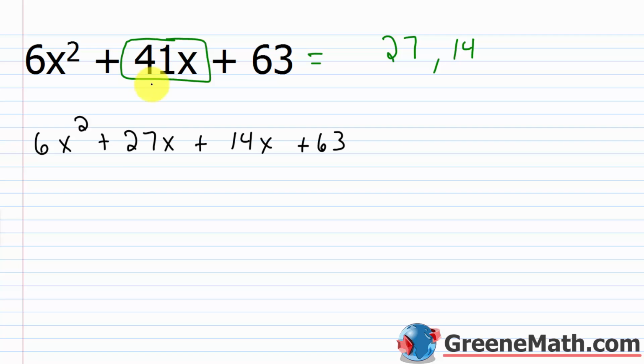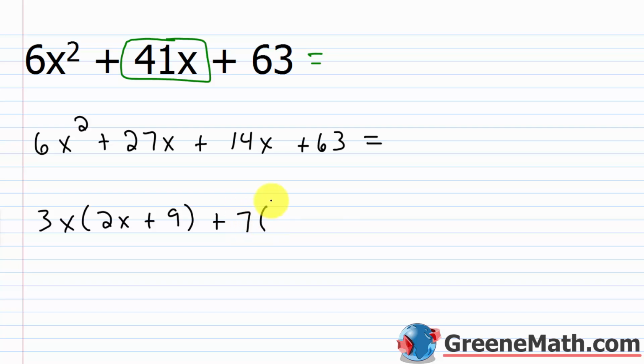I just rewrote the middle term. I expanded it so we can now use factoring by grouping. So let's erase this. We don't need that information anymore. From the first group, I can pull out a 3x. Inside the parentheses, I would have 2x plus 9. In the second group, I could pull out a 7. Inside the parentheses, I would have 2x plus 9. And I have a common binomial factor of 2x plus 9.